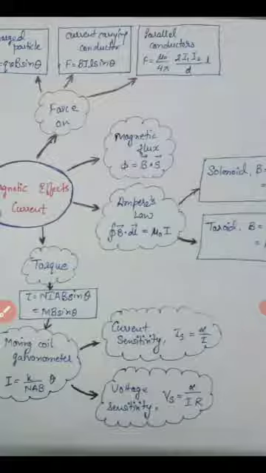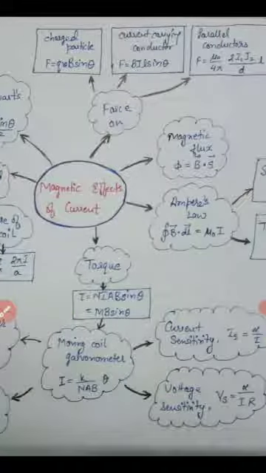The magnetic flux represented by phi is the dot product of B and S. It's the dot product of magnetic field and the surface S. Force acting on the charged particle moving in magnetic field is given by F is equals to QVB sin theta. The force acting on a current carrying conductor placed in magnetic field is F is equals to BIL sin theta.